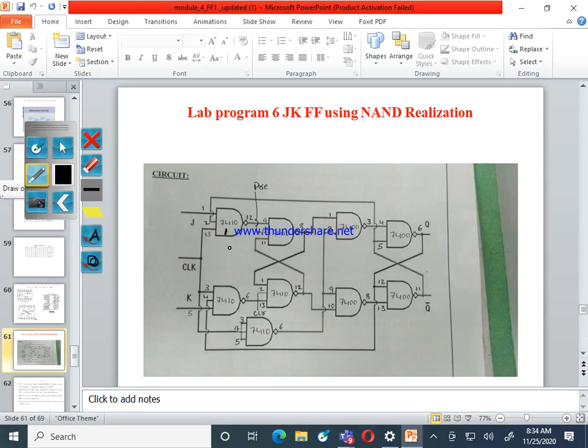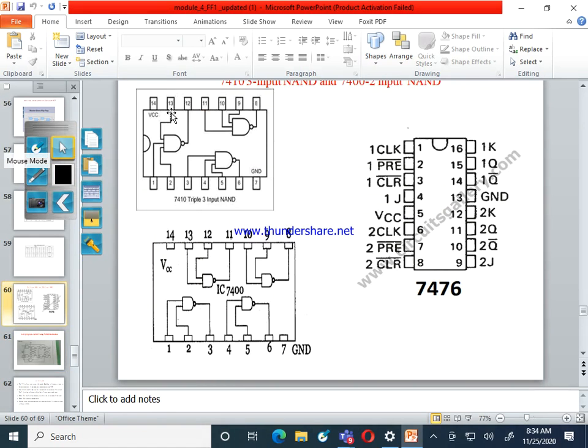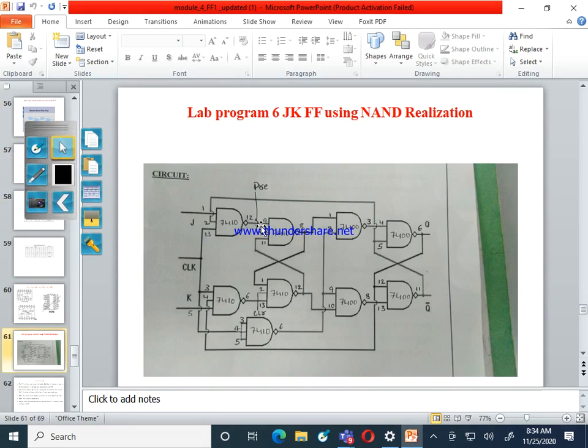The first NAND gate, I am taking the 7410, the 3-input: pin number 1 is the J input, pin number 2 is connected to Q bar, pin number 13 is connected to the clock. What is the output pin number? The output pin number is 12. Pin 12 will be connected to the output.